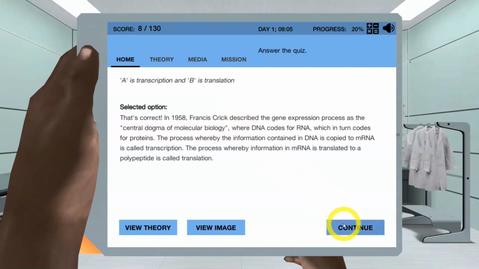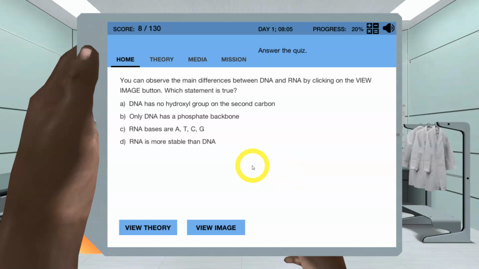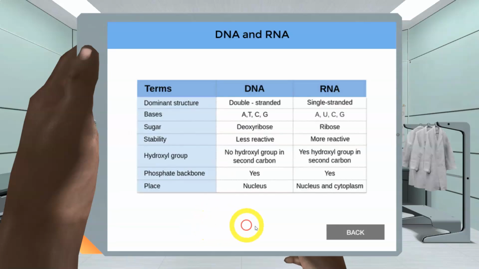That's correct. In 1958, Francis Crick described the gene expression process as the central dogma of molecular biology, where DNA codes for RNA, which in turn codes for proteins. The process whereby the information contained in DNA is copied to mRNA is called transcription. You can observe the main differences between DNA and RNA by clicking on the View Image button. Which statement is true?